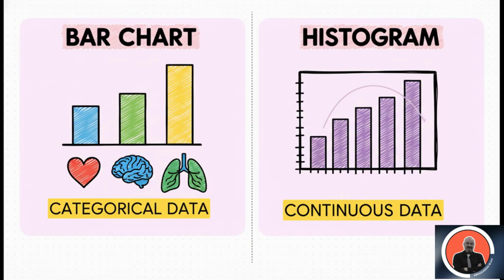You use a bar chart to compare separate categories, like patient outcomes on drug A versus drug B. You use a histogram to see the spread or the distribution of a single continuous variable, like the whole range of ages on your ward. Choosing the right chart tells the right story.